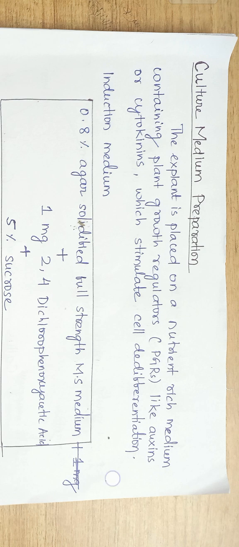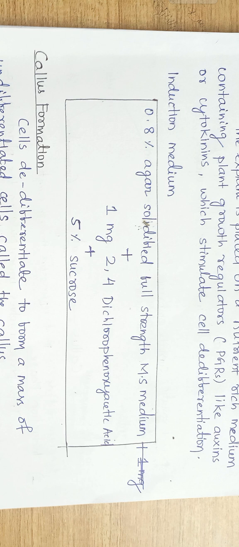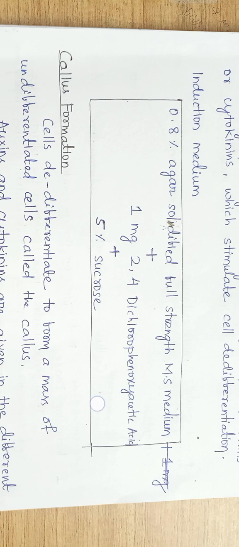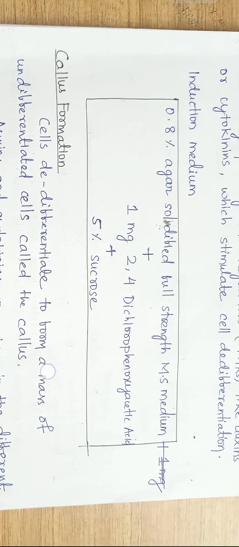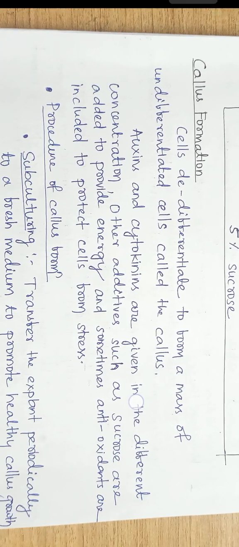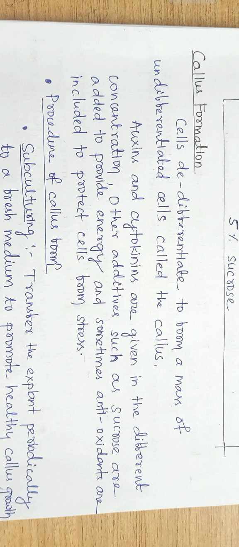So, induction medium: 0.8% agar solidified full strength MS medium plus 1 mg 2,4-D plus 5% sucrose. So how will that explant grow into a tree? First of all, we will develop callus. The explant will develop into callus.